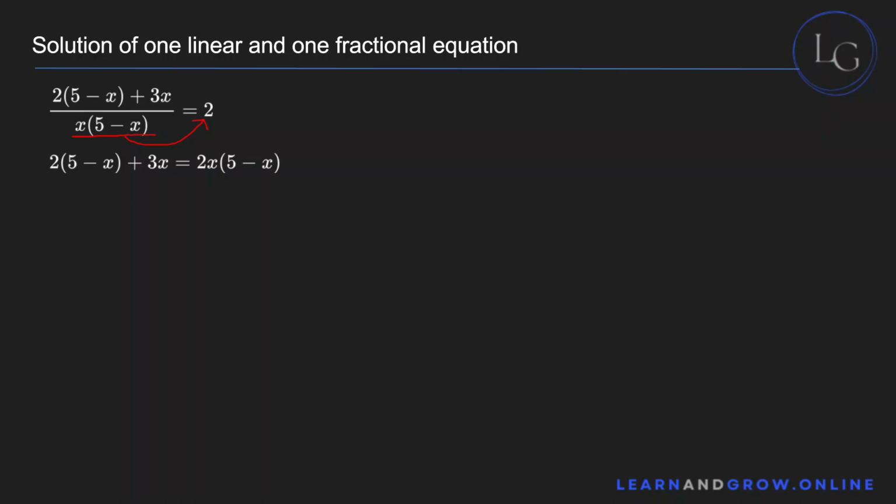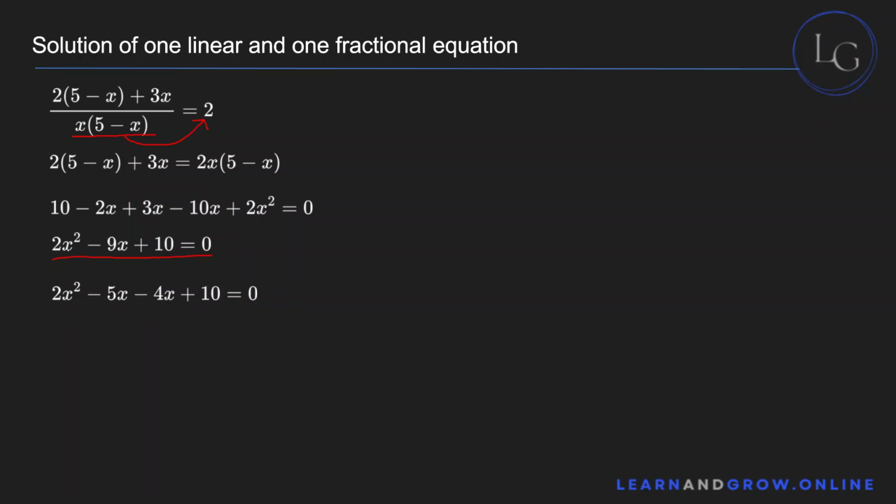Now, upon further calculations, you'll get this quadratic equation. Now, once you factorize this quadratic equation, you'll get one factor, 2x minus 5, and x minus 2 will become the other factor. So you'll have this factorized form of the quadratic equation.